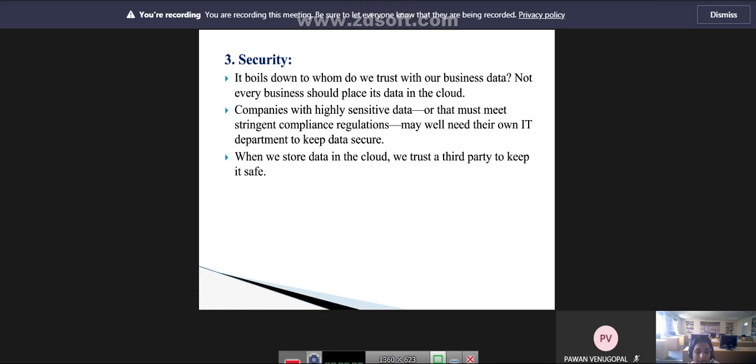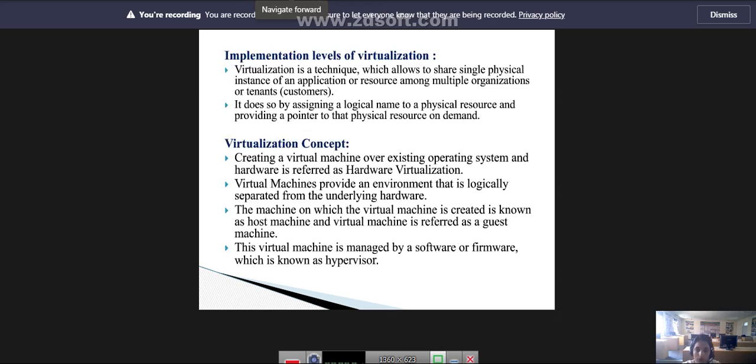Okay, and next, coming to implementation levels of virtualization. Okay, so this is the next topic. So we are now going to discuss the implementation levels of virtualization. So what is meant by implementation levels of virtualization?